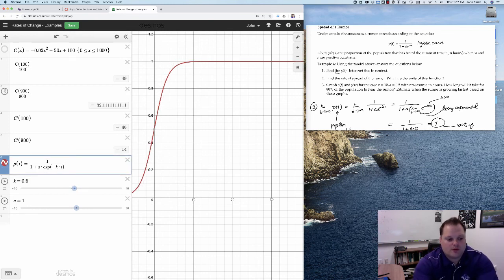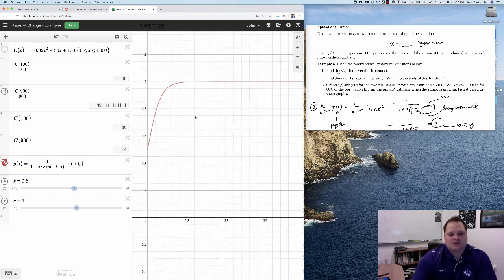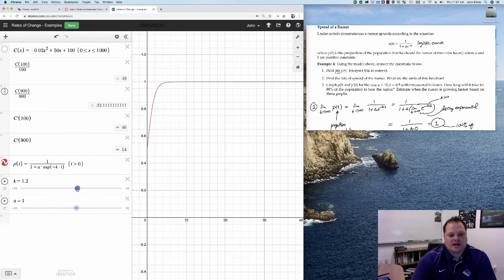Remember, this is only for values of t greater than 0. So this is our model, and you can see that as K changes, the bigger K is, the quicker everybody hears the rumor, the quicker we reach saturation. If K is smaller, it takes more time, and if K is negative, then people will forget the rumor. It doesn't make a lot of sense here. Remember, K and A were positive for this model.